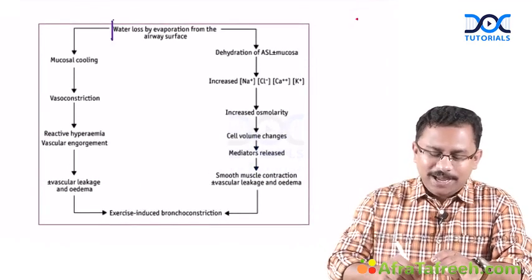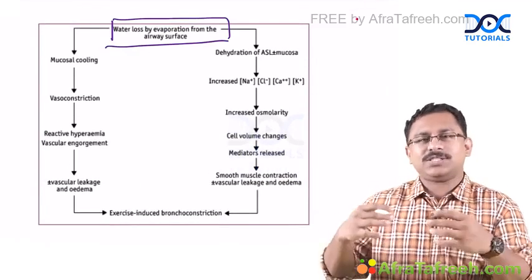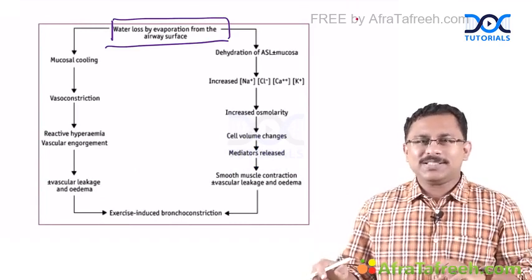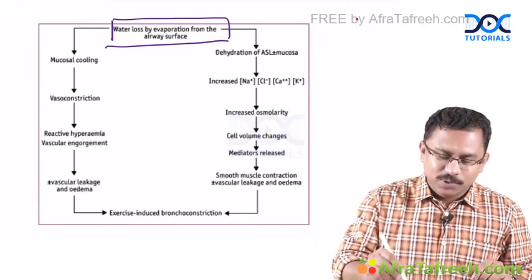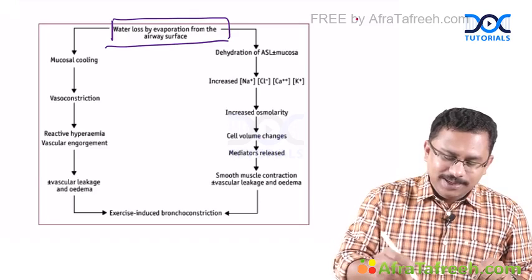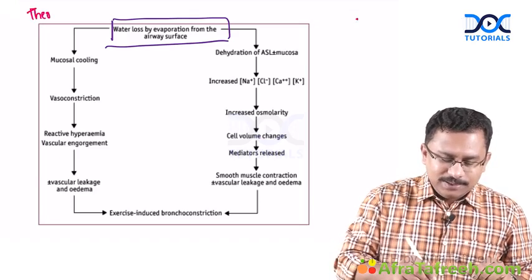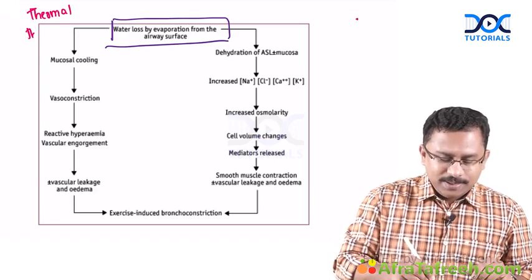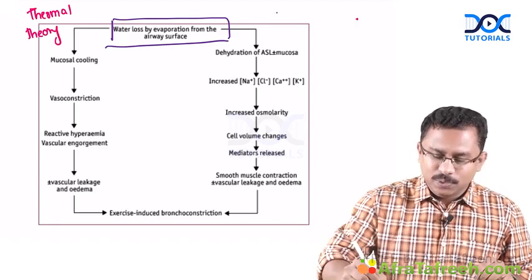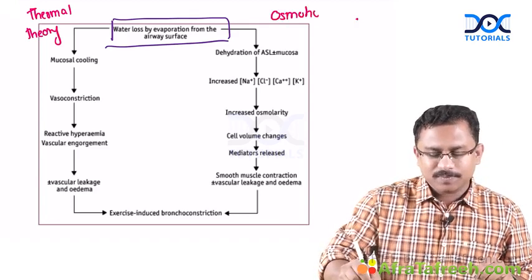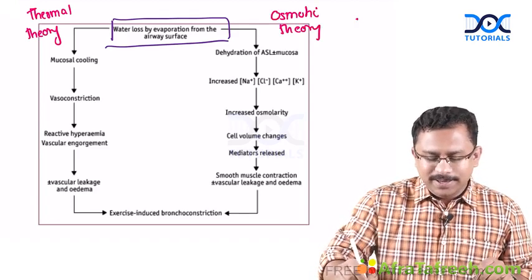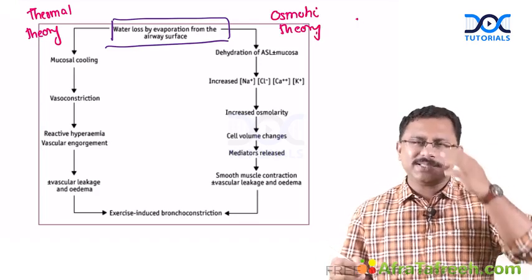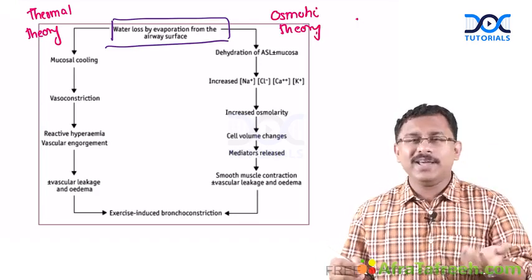See, ultimately what happens in exercise is that there is water loss by evaporation, and because of that, two theories can happen. One is going to be a thermal theory, and the other is called the osmotic theory. So thermal theory means when there is water evaporation, there is a mucosal cooling.